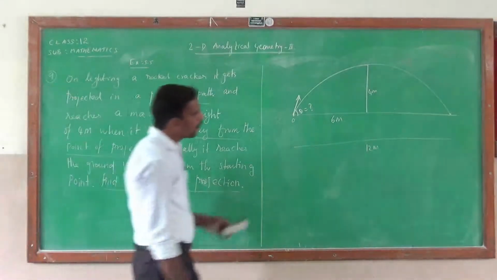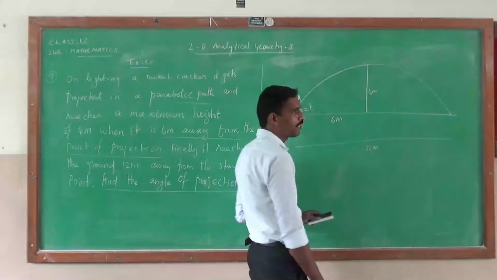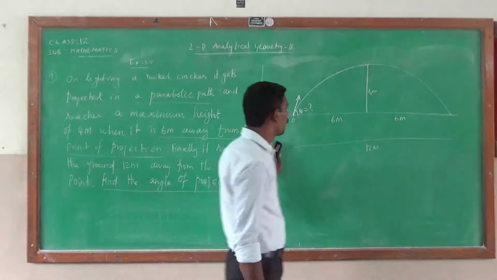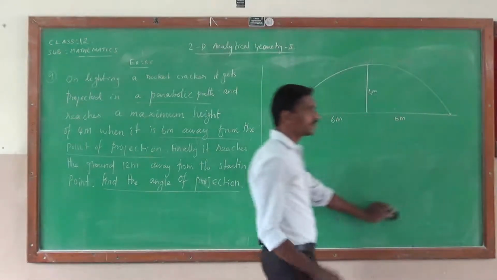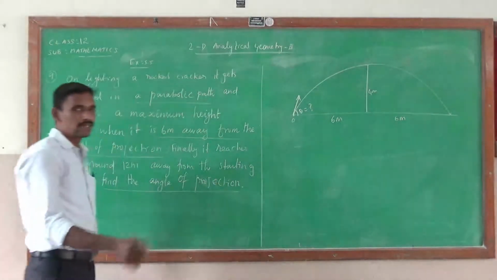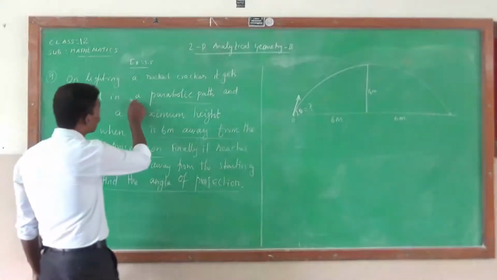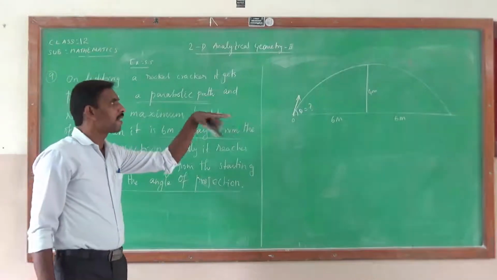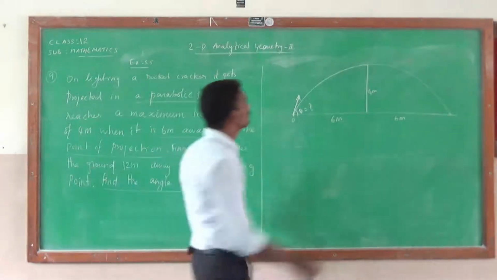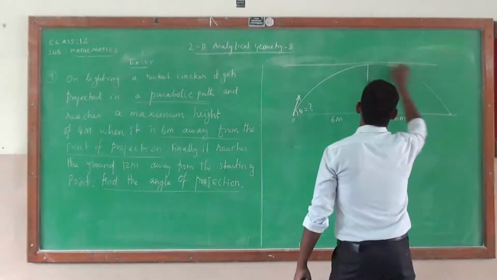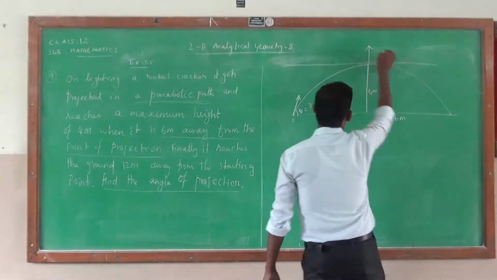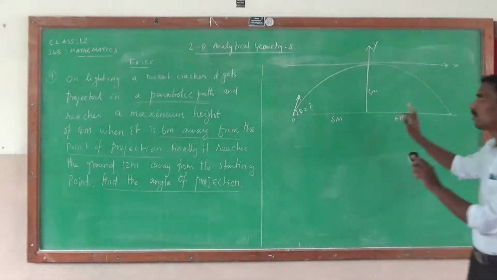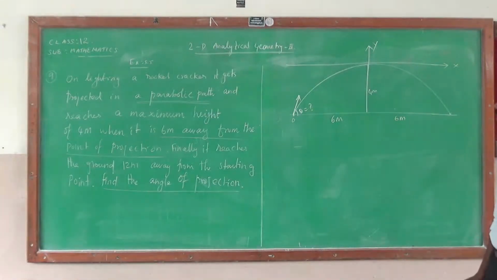So the overall distance is nothing but 12 meters. It will be split, 6 meters here. The path of a projectile is a parabola, as we studied in physics also. Here it is given in the parabolic path itself. Now we want to take the path as a parabola. So consider the parabola which is open downwards. So now this looks like a parabolic equation.